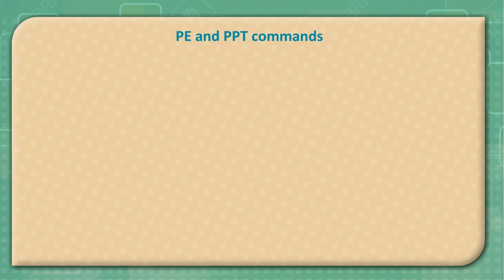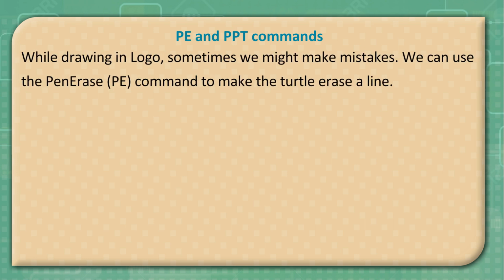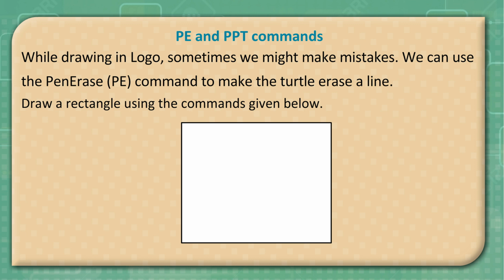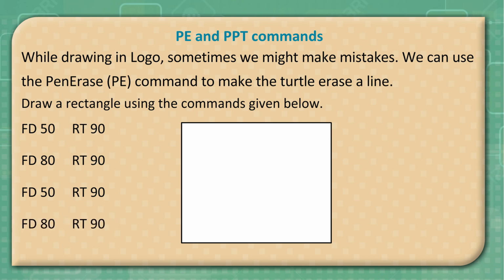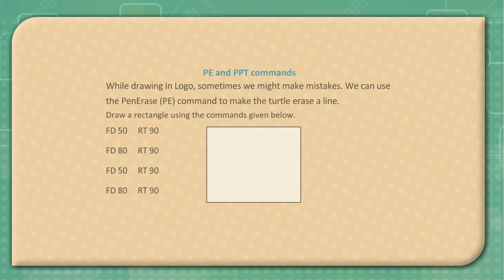PE and PPT commands. While drawing in Logo, sometimes we might make mistakes. We can use the pen erase, PE command to make the turtle erase a line. Draw a rectangle using the commands given below. FD 50 RT 90, FD 80 RT 90, FD 50 RT 90, FD 80 RT 90.